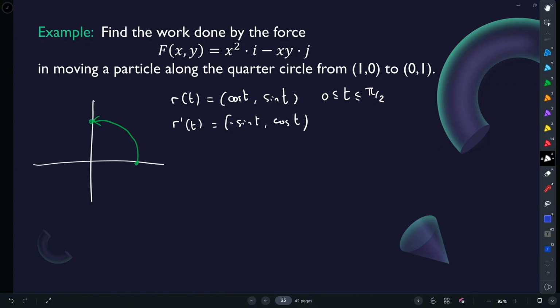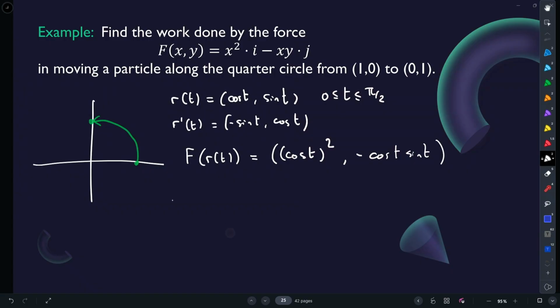I'm going to need the force evaluated at points on the path. The x coordinate is x squared, so I evaluate cosine t squared, comma, and minus xy, so minus cosine t sine t. That is the force evaluated at points along the path.